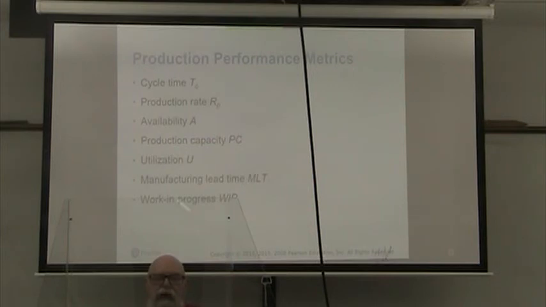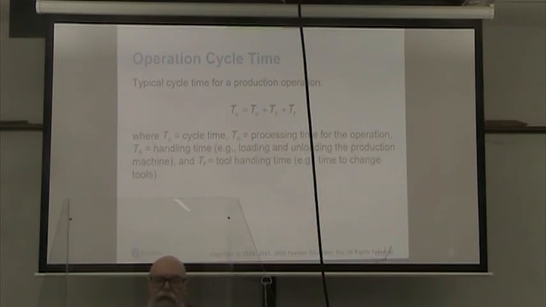Cycle time, these guys denote as T sub C. Production rate, they denote as R sub B. Availability as A. Production capacity as PC. Utilization as U. Manufacturing lead time as MLT, and work in progress is WIP, W-I-P. All right, so none of these should be super new concepts.